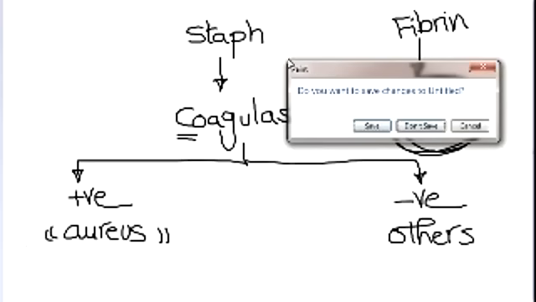So what are the others? The others are either Staph epidermidis or Staph saprophyticus. They are coagulase negative. So how can I test for Staph epidermidis or Staph saprophyticus?